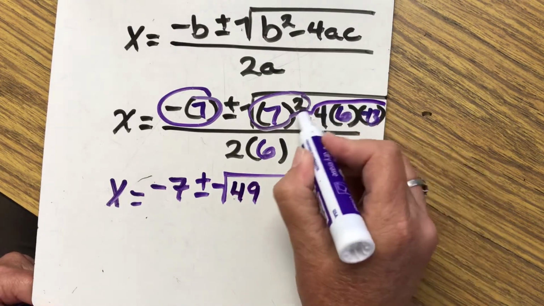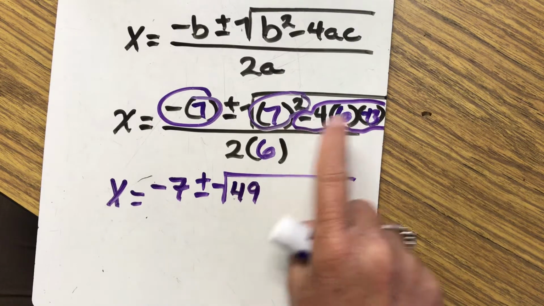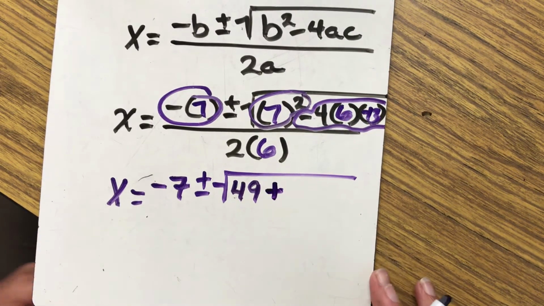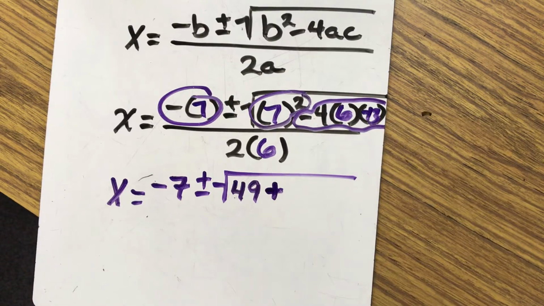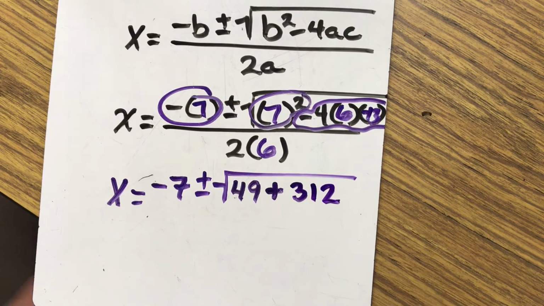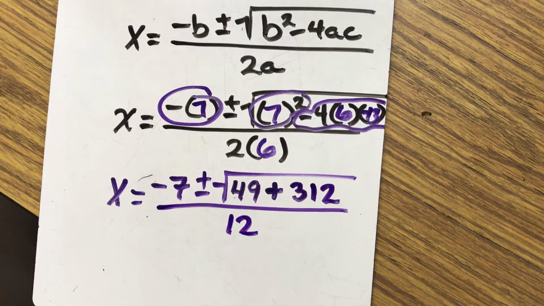Now this is the cloud of doom. Be careful. I see 2 negatives. The 4 is negative and the 13 is negative. So I know I'll have a positive here. 4 times 6 is 24. And that's going to be times 13. So let's see what that's going to be. That's going to be 312. And that's all going to be over 2 times 6, which is 12.